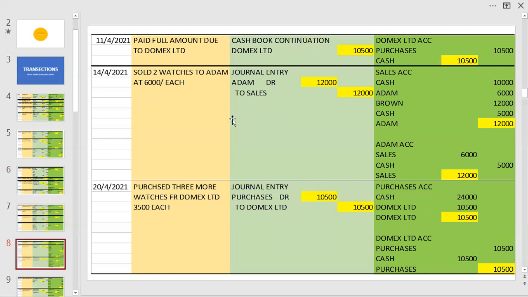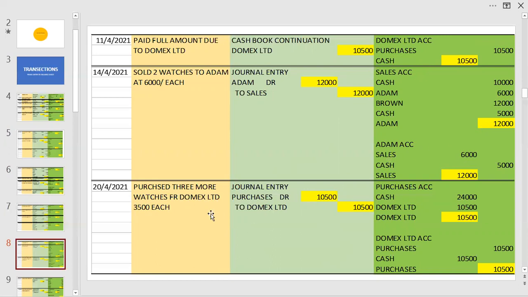Next one, two watches were sold to Adam at 6,000 each. Since the name is mentioned, it is understood that this is a credit transaction. Therefore, journal entry is used. Adam's account debit 12,000, sales account credit 12,000.